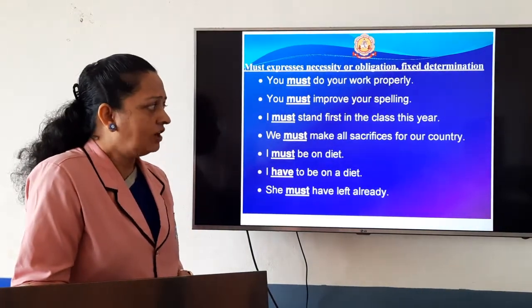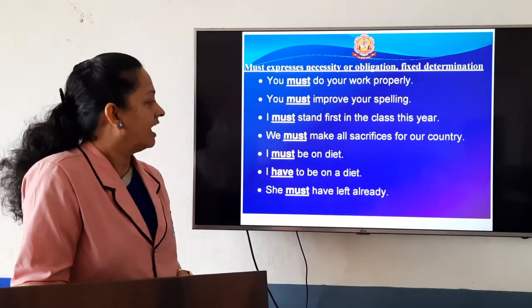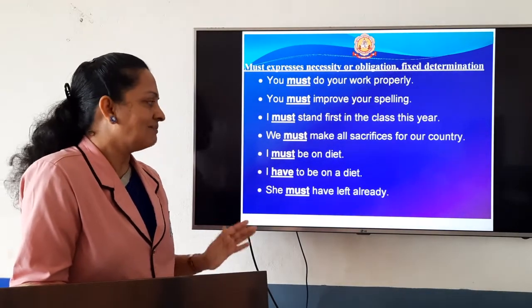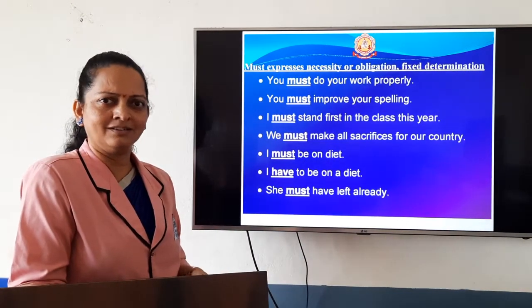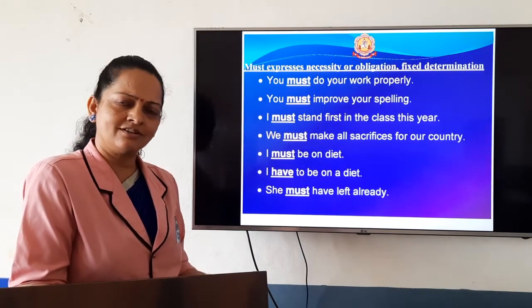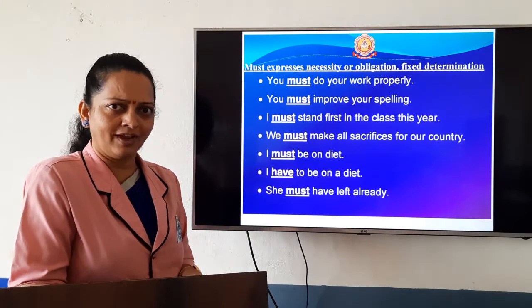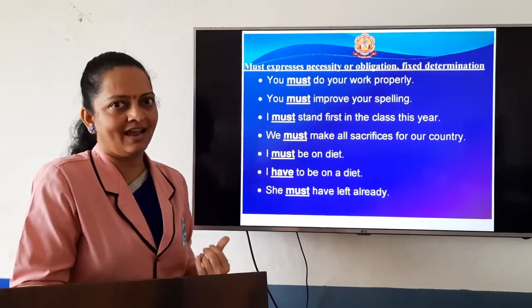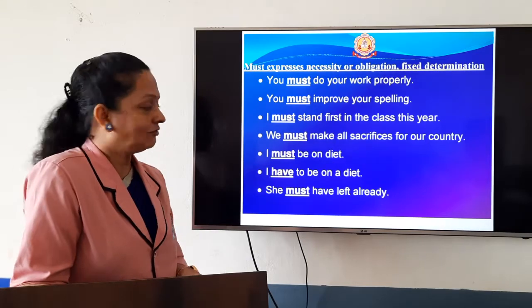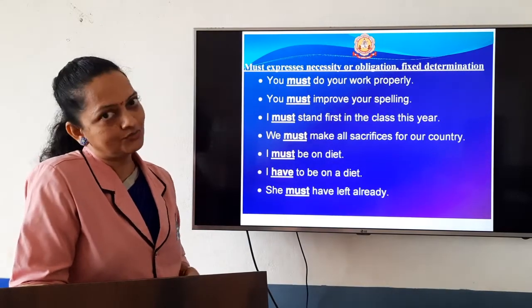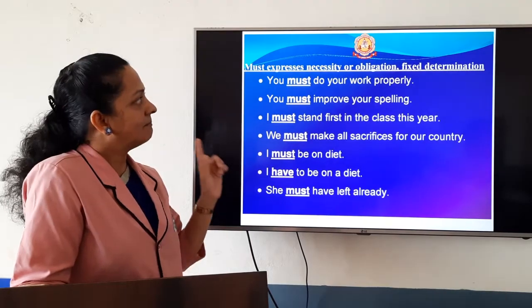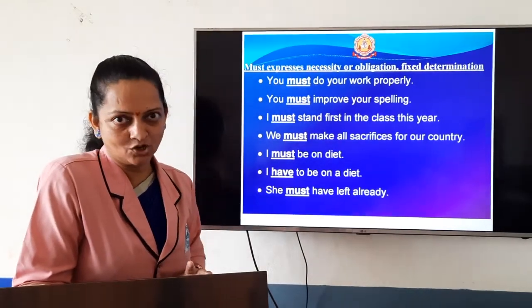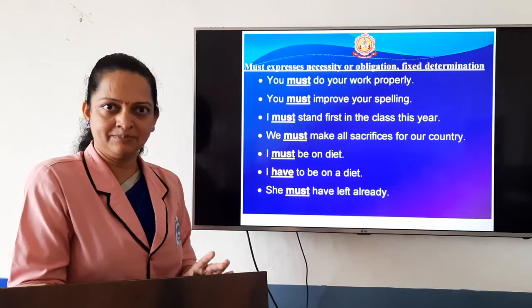We must make all sacrifices for our country. I must be on a diet. Of course, during lockdown, it happened. Mother prepared lots of dishes, sister tried lots of dishes, and now we have put on weight. So I must be on a diet now because I should maintain my health also. I have to be on a diet also. She must have left already. So what is that? Must expresses necessity or obligation, fixed determination.